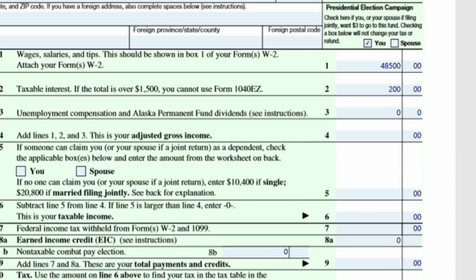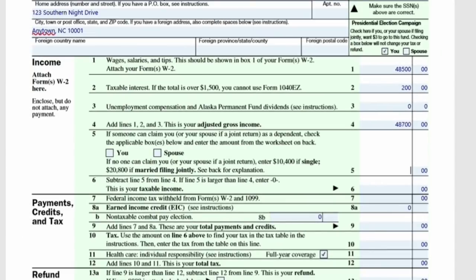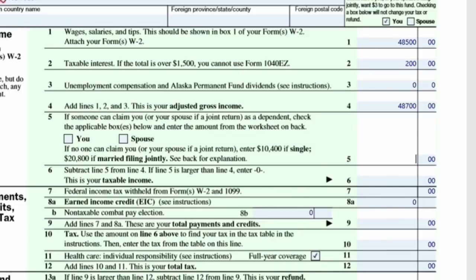So now we're going to add. Line 4 says add lines 1, 2, and 3. So our total is going to be $48,700. Line 5 wants to know whether someone can claim you. In Paco's case, no one can claim him and he's single. So it says if no one can claim you, enter 10,400 if single, 20,800 if married filing jointly. So we're going to enter 10,400 for Paco.